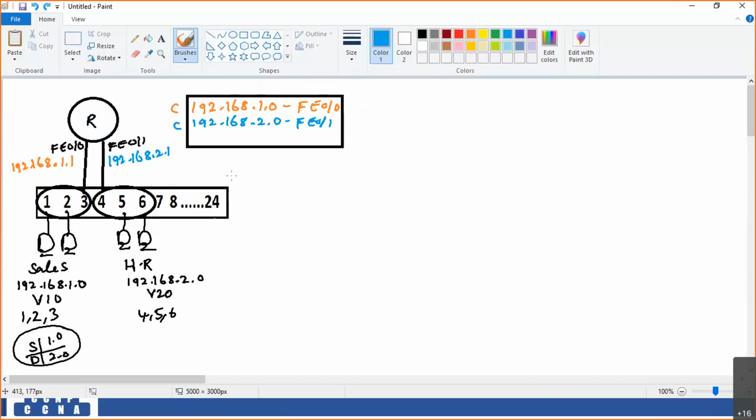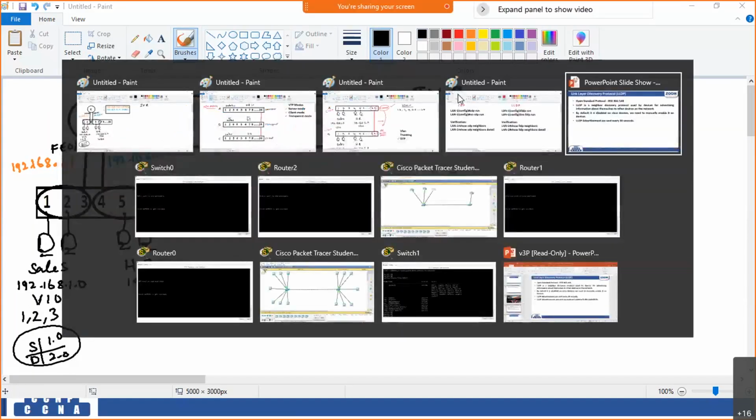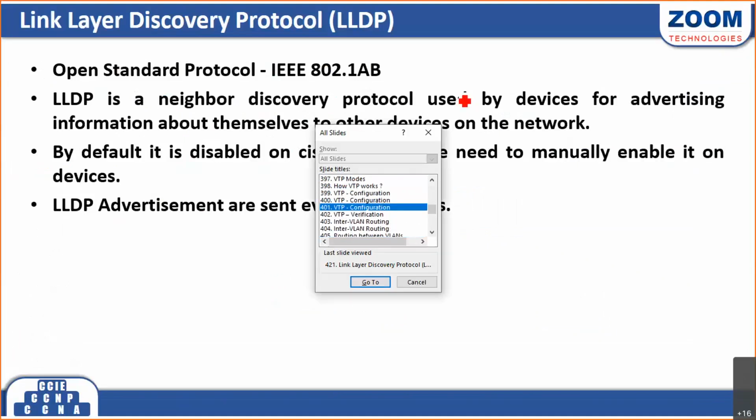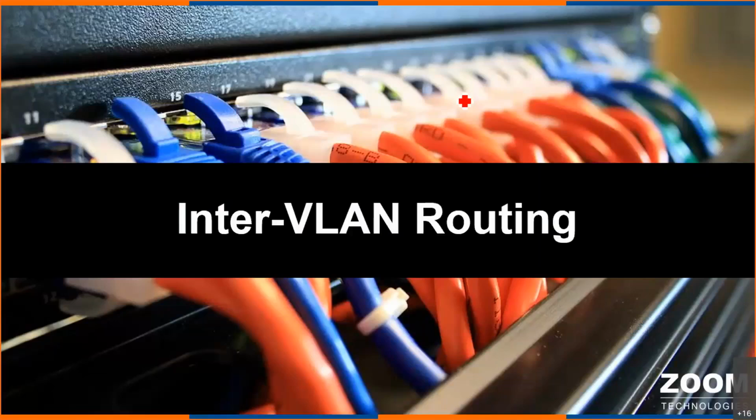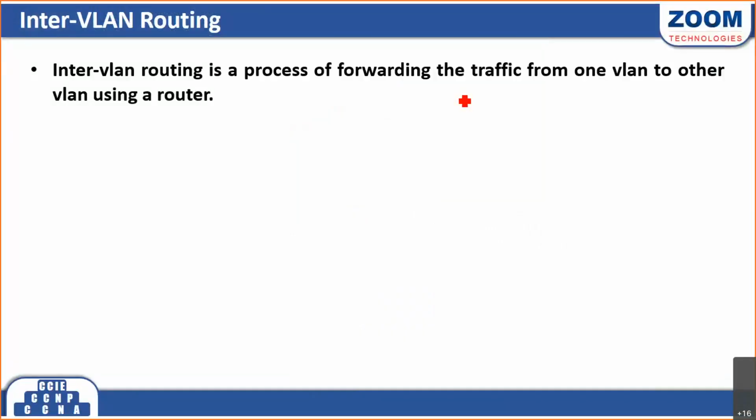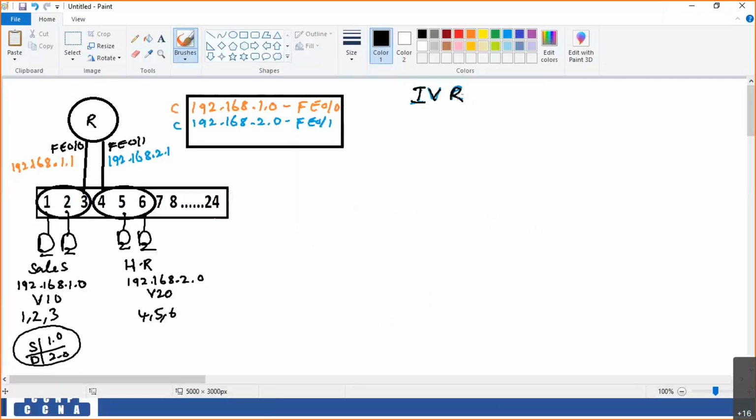So this is how traffic is forwarded from one VLAN to another VLAN by using a router. We call this process routing between the VLANs, IVR, inter-VLAN routing. Inter-VLAN routing is a process of forwarding traffic from one VLAN to another VLAN by using a router. Any doubts here? This is how we enable communication for different VLANs by using a router.